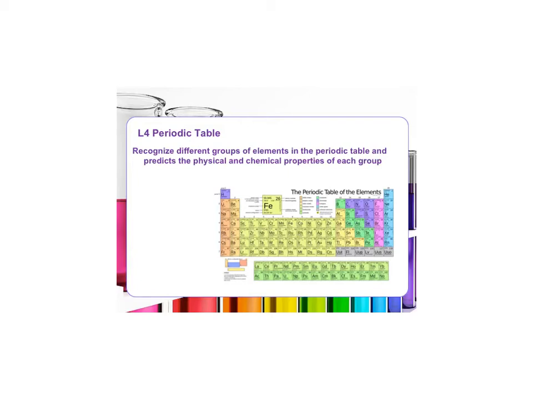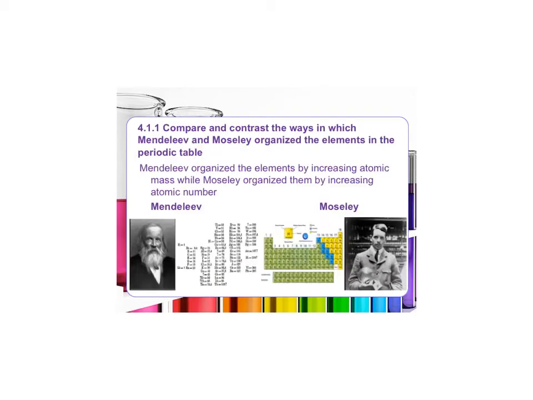And welcome to today's lesson where we're talking about lesson 4 and the periodic table. So 4.1.1, we're comparing two scientists, Mendeleev and Moseley. This is Mr. Mendeleev and this is Mr. Moseley. And they arranged the elements into periodic tables by looking at different values.